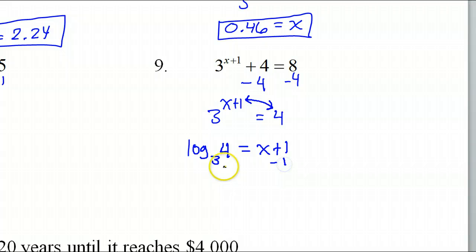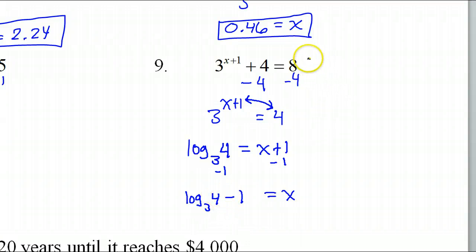Then we have to still get x by itself by subtracting 1. So I'm going to have log base 3 of 4 minus 1 is equal to x. Please note that we cannot go 4 minus 1 and just make this a 3. This log expression can't be split up like that.